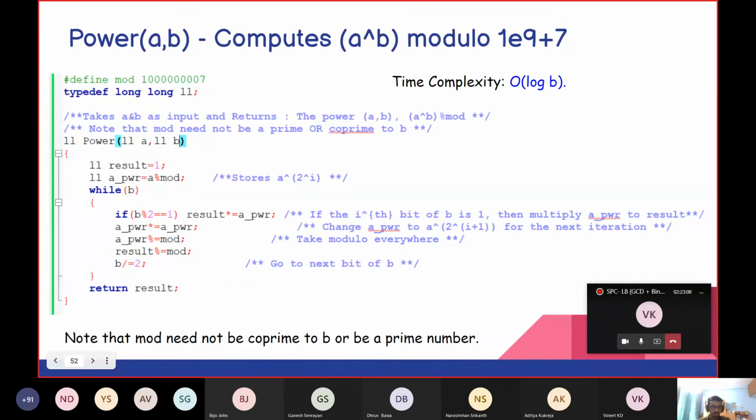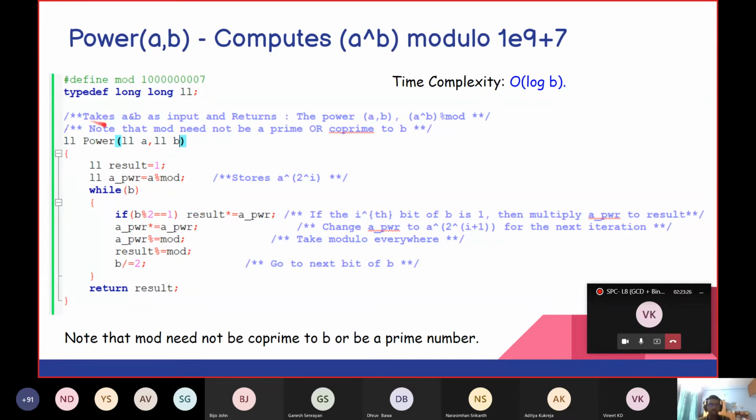So this is the power function that we had talked about initially. I'll define mod, at least for the sake of this code, like writing const int mod equal to 1E9 plus 7, and then this is a general typedef that I use.